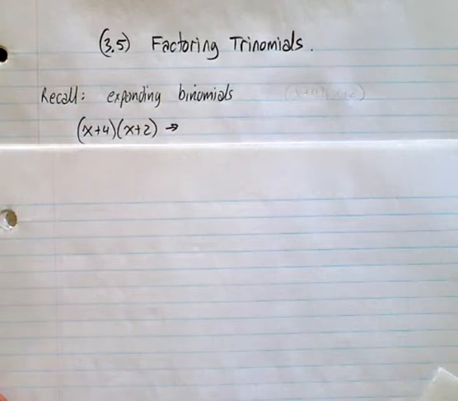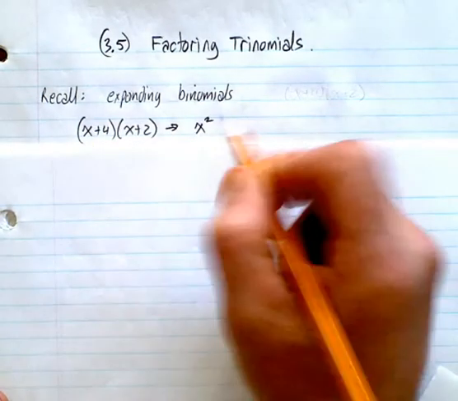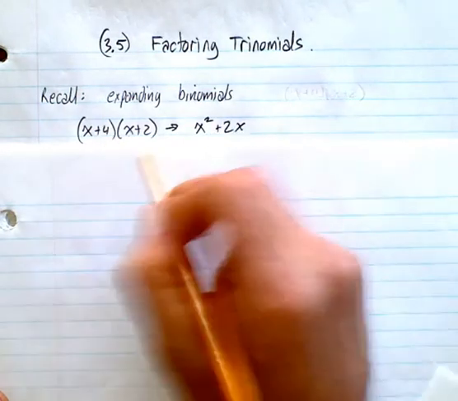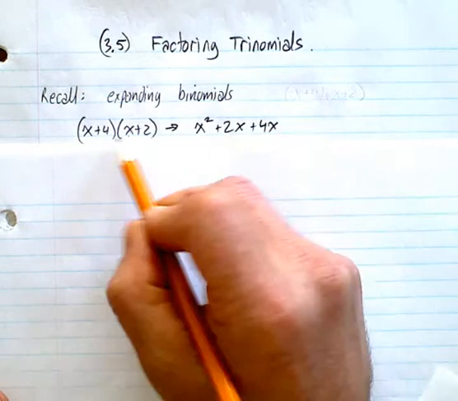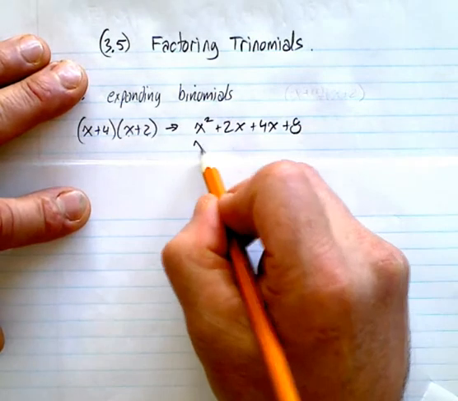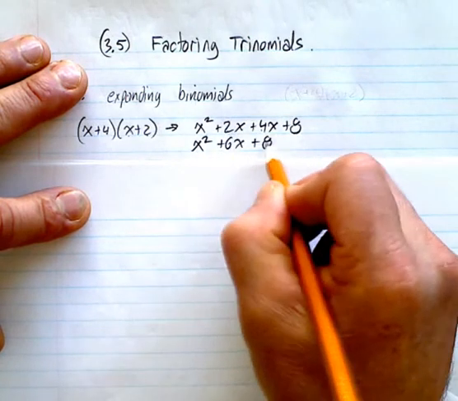So, if I was going to do FOIL, you can see that it would be x times x, which is x squared, right? X times 2, which is 2x, 4 times x, which is 4x, and then 4 times 2, which is 8. And then what we do is we simplify this, we gather like terms, 2x and 4x gives me 6x, and I have plus 8.